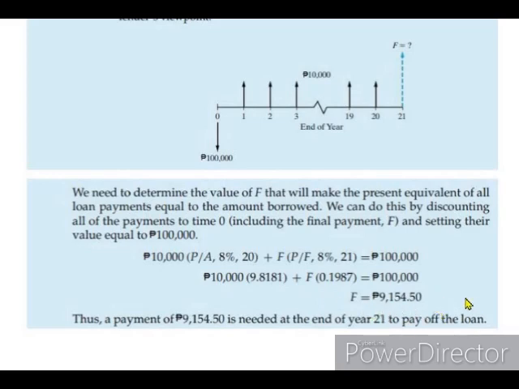F is equal to 9,154.50. That is what you can do when asked to find the last payment, if you have the present value and the annuities. Thus, a payment of 9,154.50 pesos is needed at the end of year 21 to pay off the loan. Notice it only goes up to 20 because the 10,000 payments were made only up to 20. Here it is 21 because we are finding the future value at 21.